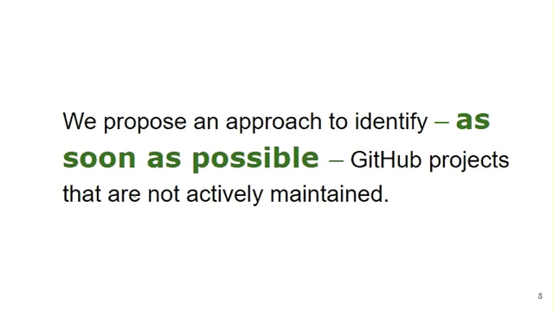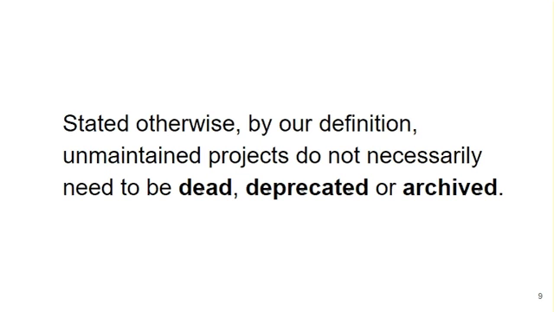So, our goal is to propose an approach to identify as soon as possible GitHub projects that are not actively maintained. However, by our definition, unmaintained projects do not necessarily need to be dead, deprecated, or archived. And how can we do that?